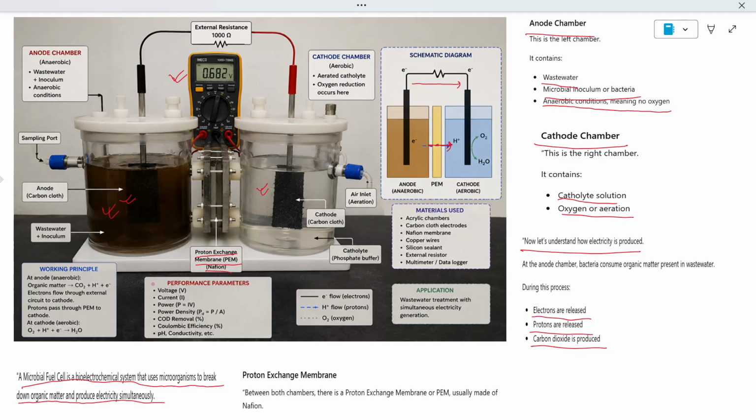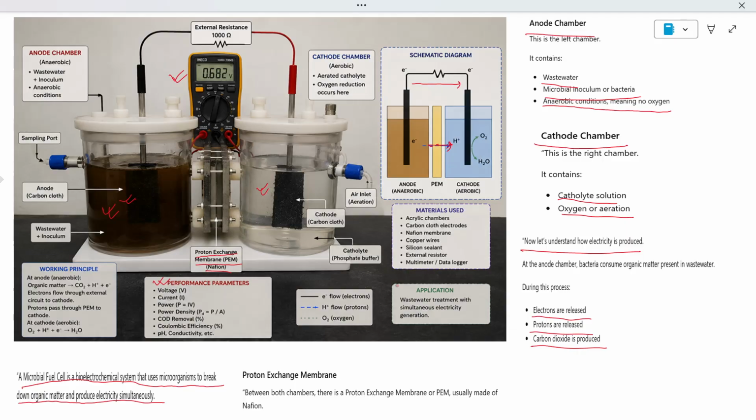Now let's come to the performance parameters. Researchers evaluate MFC performance using several parameters such as voltage, current, power density, COD removal efficiency, Coulombic efficiency, pH, and conductivity. COD removal tells us how effectively wastewater pollutants are removed, and this technology not only treats wastewater but also recovers energy from wastes.